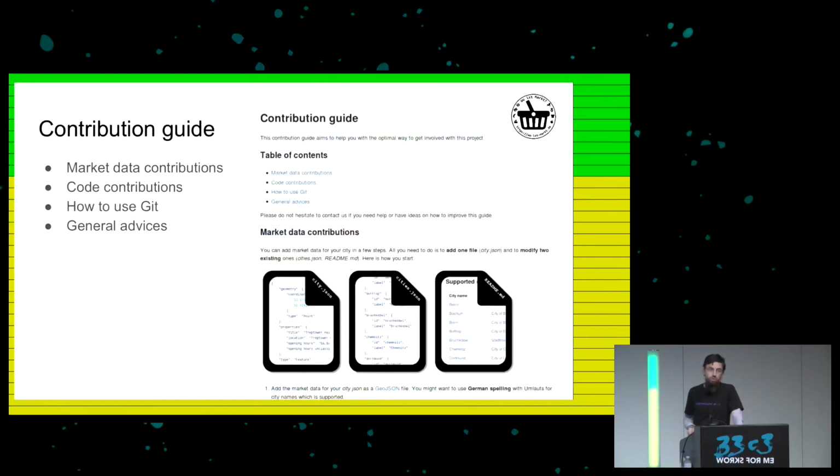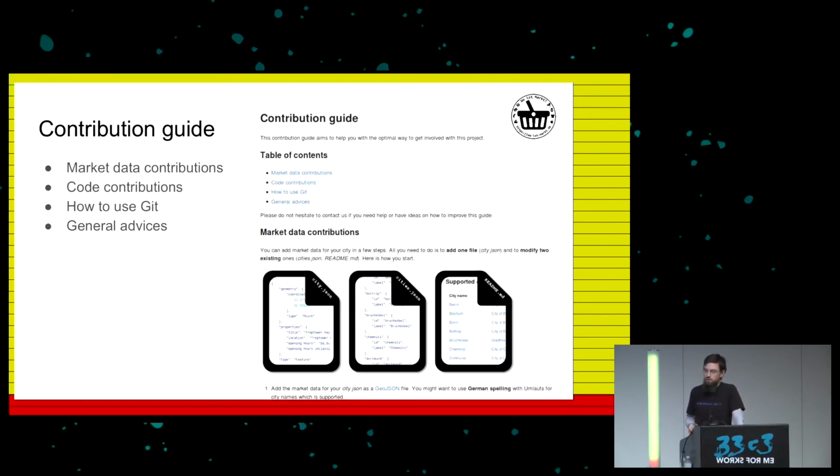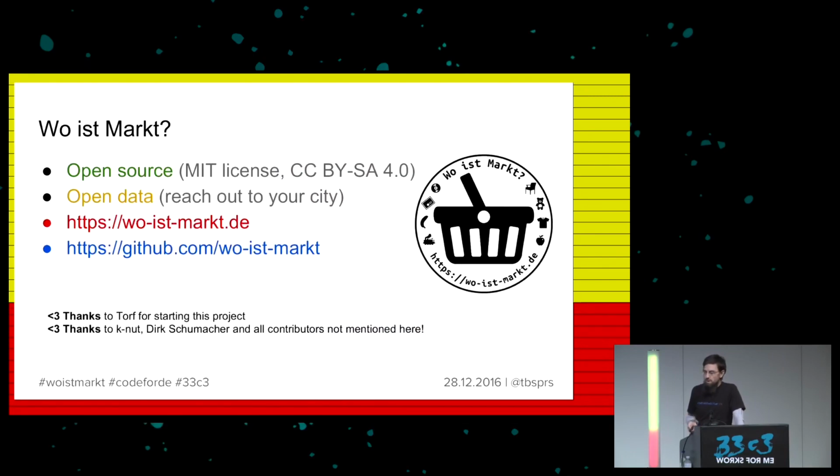Further, there's a contribution guide. It's quite extensive, so it tells you in 3 steps how you add a data file for your city, and how you add code, and some help on Git itself. The whole project is MIT licensed, and the pictures and other assets are Creative Commons.